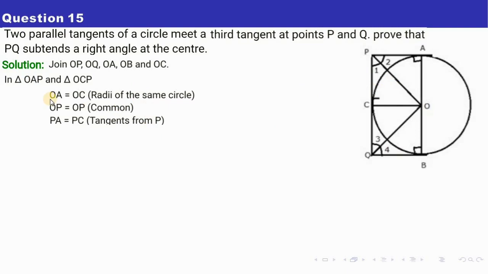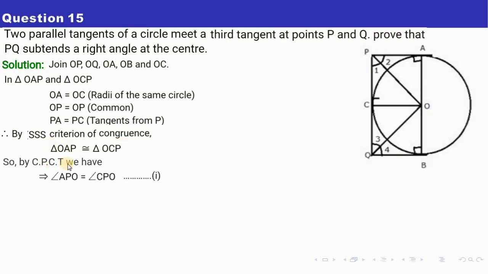Now using all our sides, right? So that's why using the SSS criterion of congruence, I can say that this triangle and this triangle both are congruent to each other. So triangle OAP is congruent to triangle OCP. Okay, now why am I doing that? Because there are two angles marked here. All right, so if these two are congruent triangles, then what happens? This angle and this angle will be equal by CPCT, corresponding parts of congruent triangles. Okay, so that's why APO and CPO, these two are equal to each other.